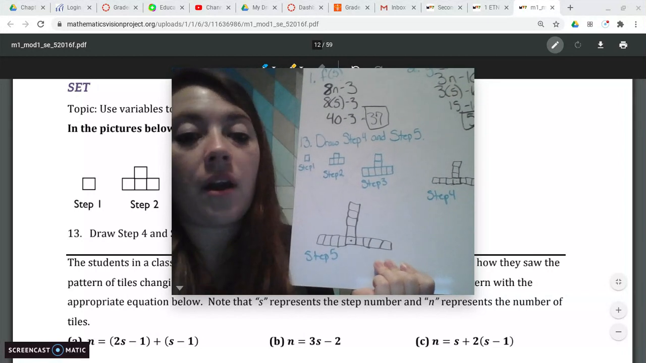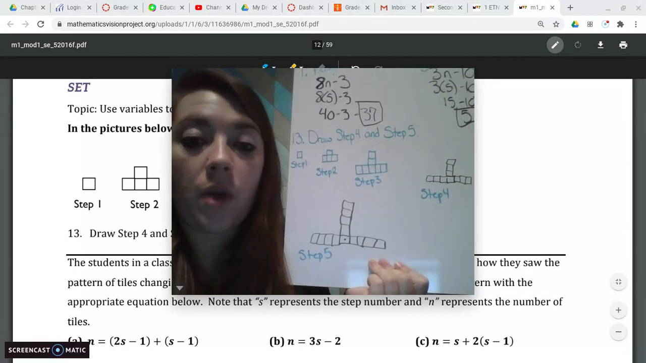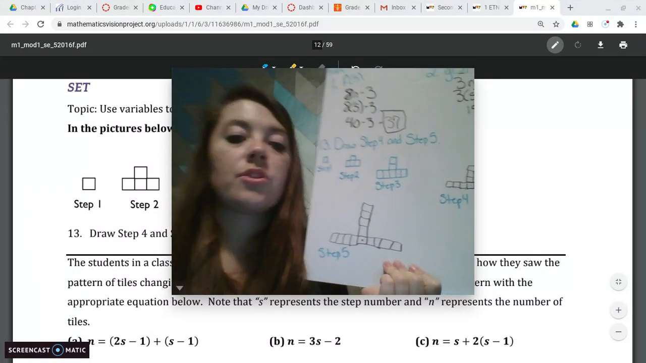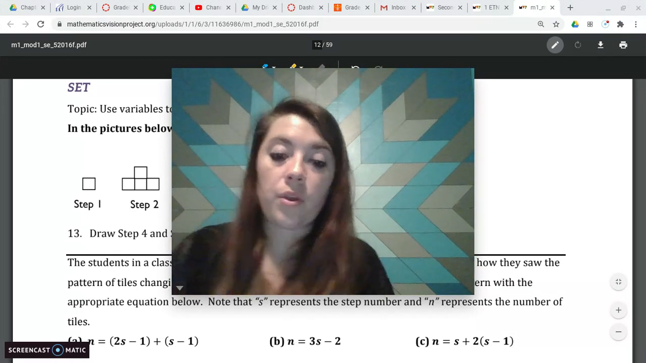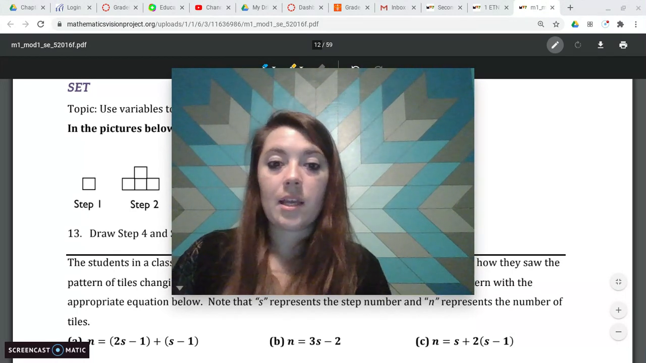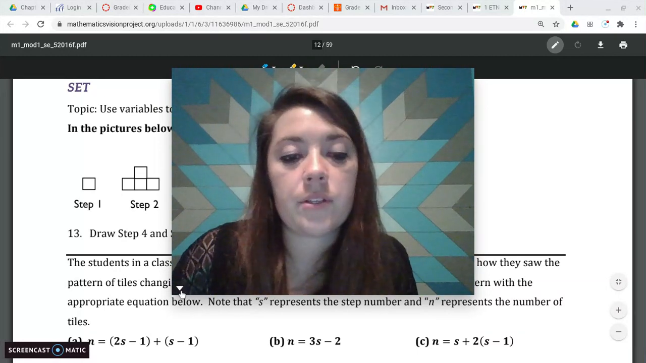But we are able to look at these patterns, and we could create equations based off of these. So the next thing that we're going to look at, I'm going to do one of them with you just because I want to see you guys get some practice with them as well, is this next little part right here. So let's read through it.